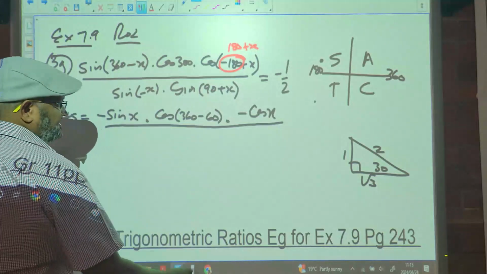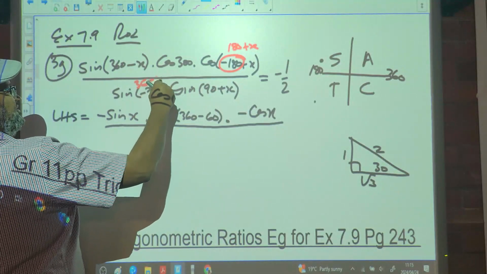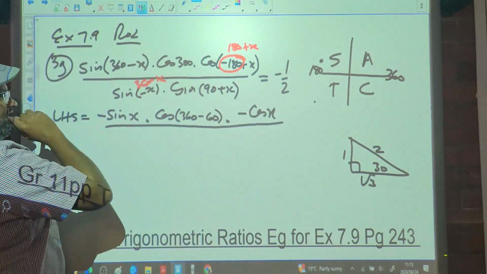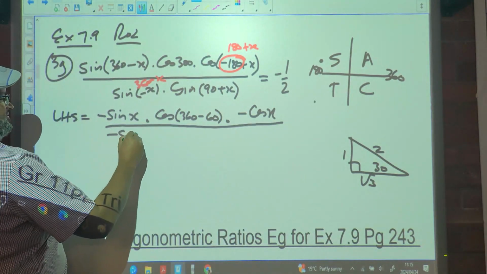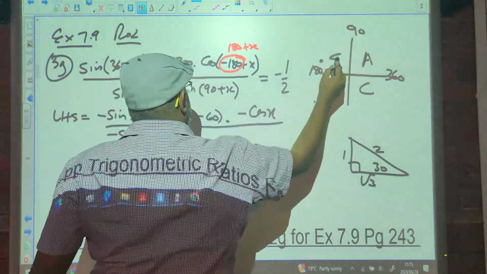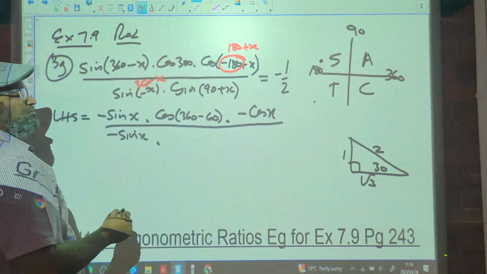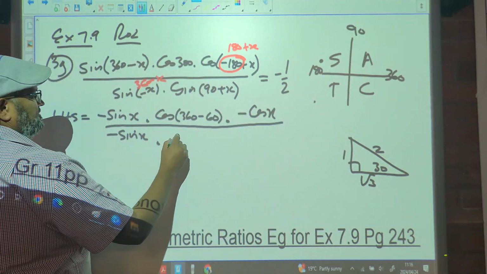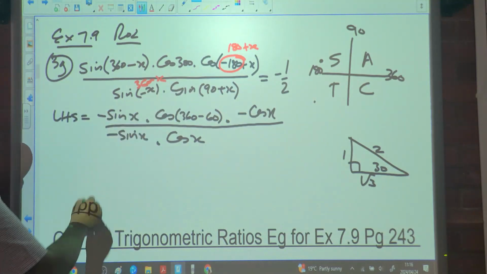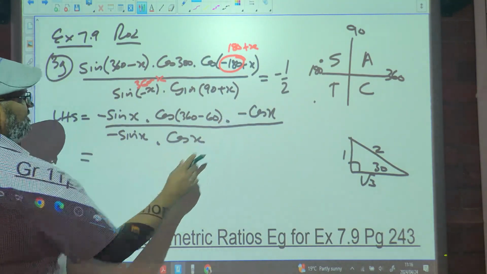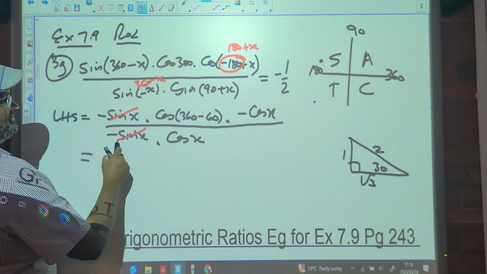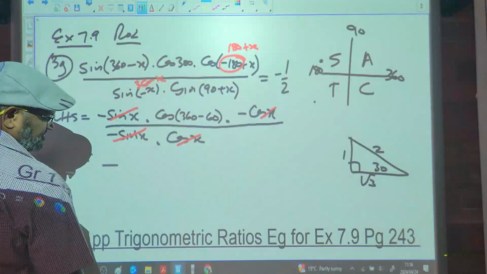negative angle, we add 360, so that's going to read sine of 360 minus x. Which quadrant is that in? 4. Sign positive or negative? Negative sin x times sine of 90 plus x, which quadrant? Second quadrant. Is the sign positive or negative? What changes to? Why must it change? Co-ratio. Okay. Negative, negative, negative. What's our ultimate answer? Negative. Sine cancels sine, cos cancels cos.